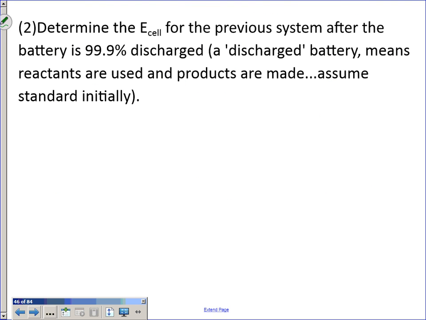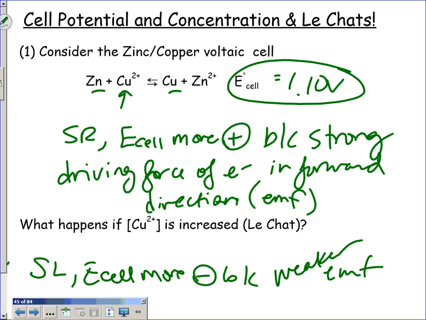Next, a calculation-based one. For that same reaction, I'll put it back up here: Zn plus Cu2+. You're going to be calculating the voltage after 99.9% of the battery has discharged, meaning it's almost dead, but I want to know the voltage before it dies. So let's write that reaction down for yourself, because you need it for this next problem. If you're trying to salvage a battery and make it last longer, you can figure it out. Some people put batteries in the fridge. That doesn't necessarily stop the reactions.